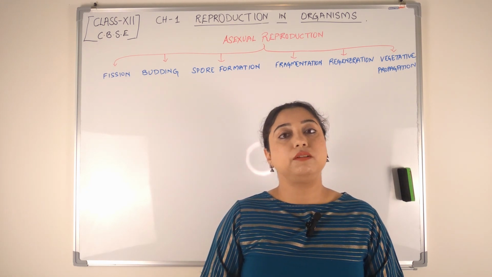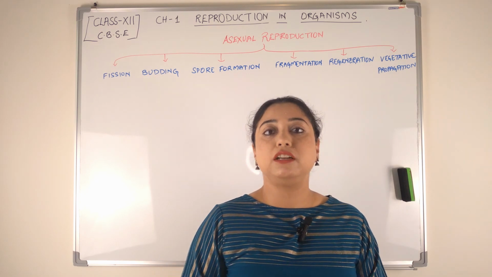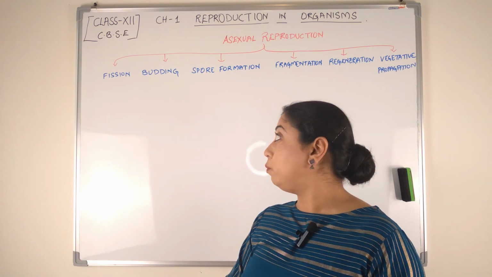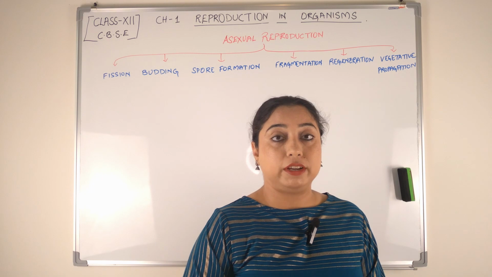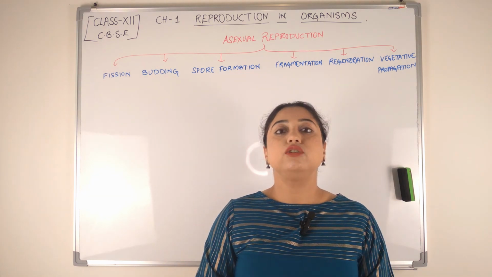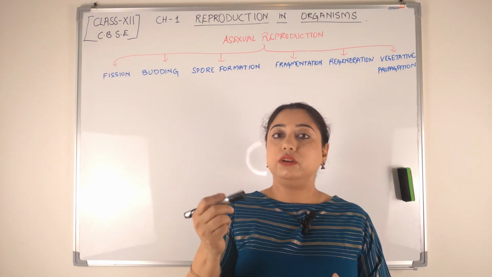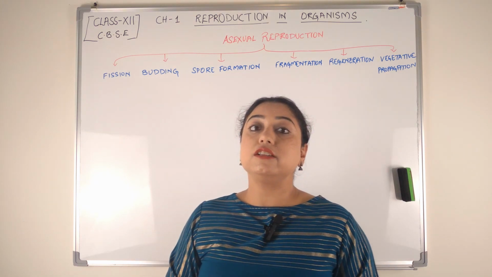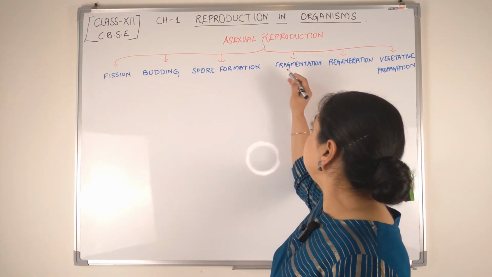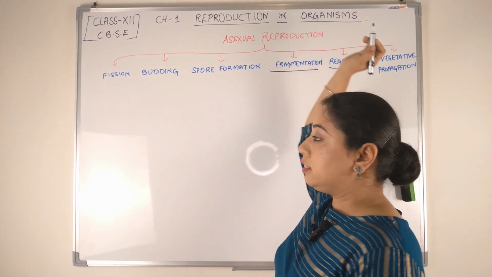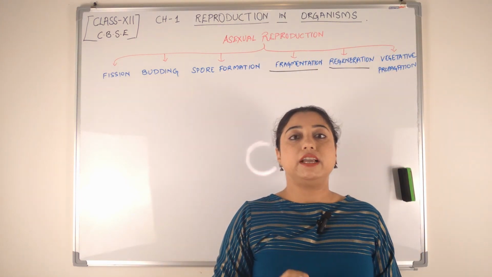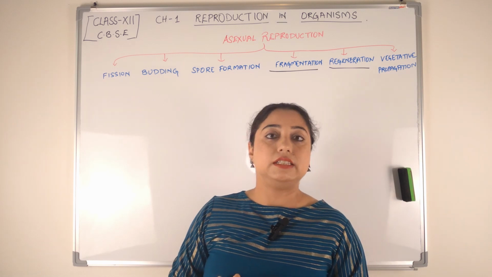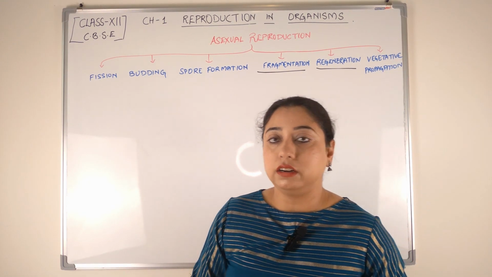As you all know, in my previous video I explained one of the asexual modes of reproduction, that is spore formation, right? In case you have missed my previous video, you can use the link given in the description below and watch it. So in today's video, I'll be taking up the other two modes of asexual reproduction, that is fragmentation and regeneration, in detail. So let's get started.